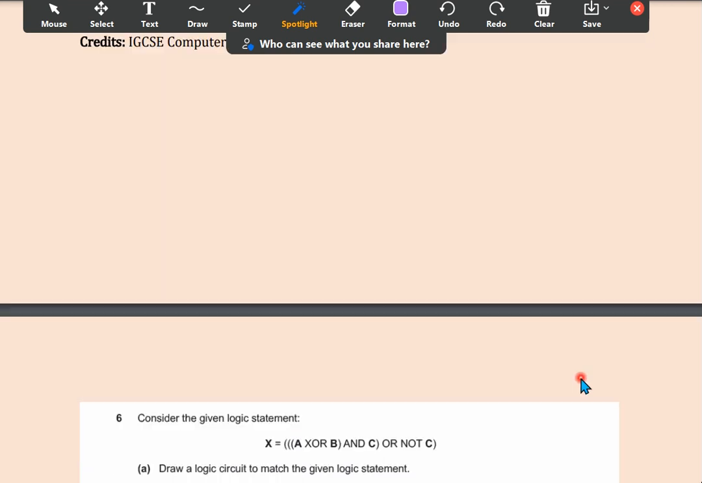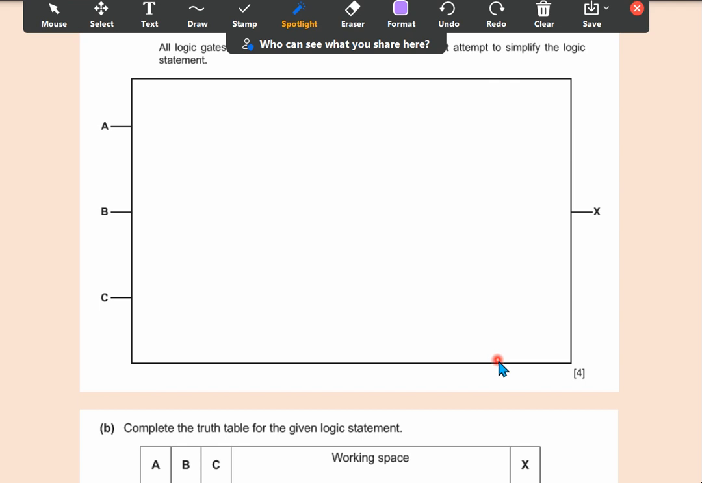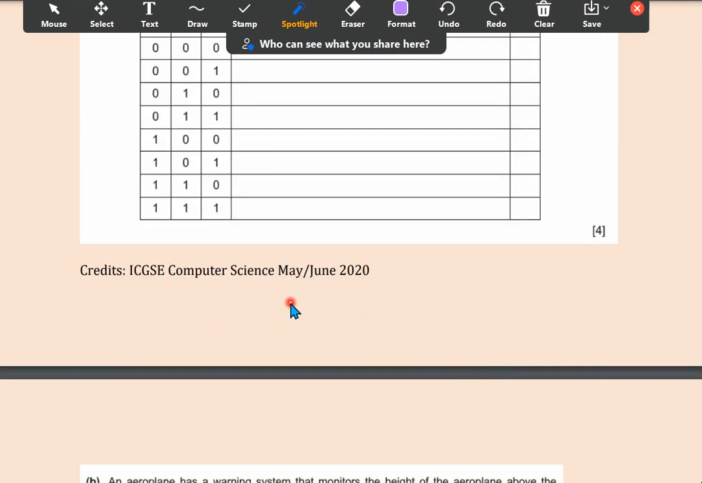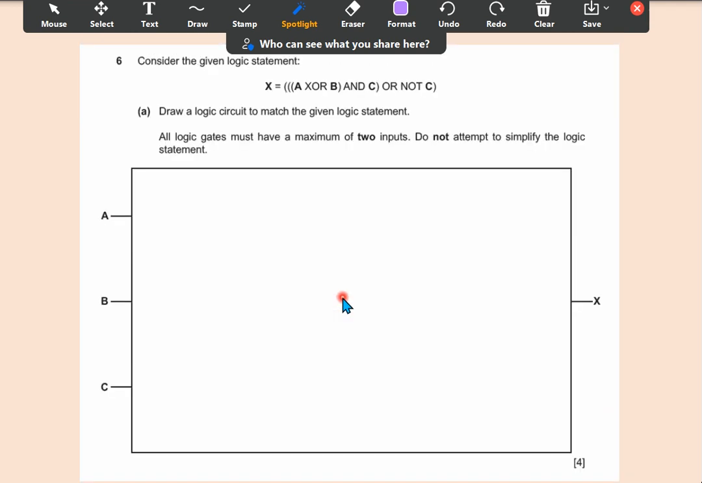Okay, how about if we try this question? This is also coming from the IGCSE, but this was from May to June of the year 2020. Now the problem here says to consider the given logic statement. So in this case, we are now going to draw the logic circuits. This is now the time when you would have to consider how the symbol looks for each of those logic gates.